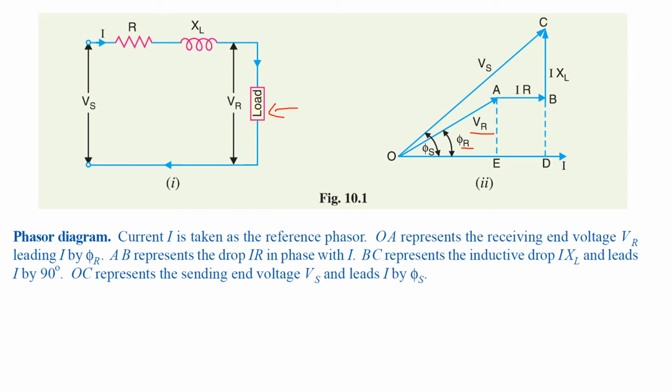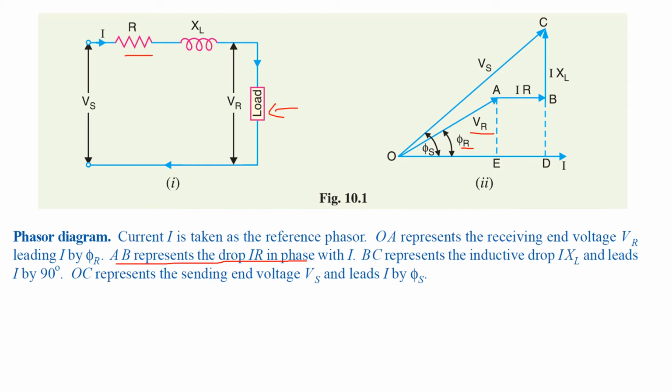Again, in this phasor diagram, AB represents the drop across IR. This AB is nothing but the voltage drop across the resistive element. This voltage drop across the resistive element is always in phase with the current. So you can see that the vector AB is in phase with the vector OA, which is a current vector.